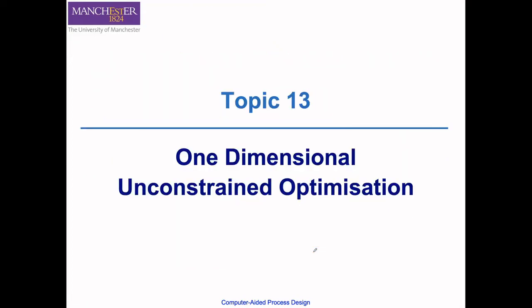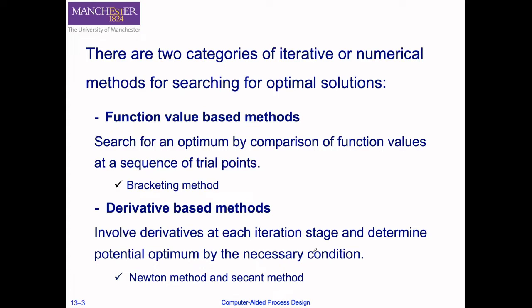In this topic, we will focus on one-dimensional unconstrained optimization problems. That means the objective function has only one variable. Although there are many methods that have been developed for one-dimensional unconstrained optimization problems, they are generally classified into two categories, including function value-based methods and derivative-based methods.